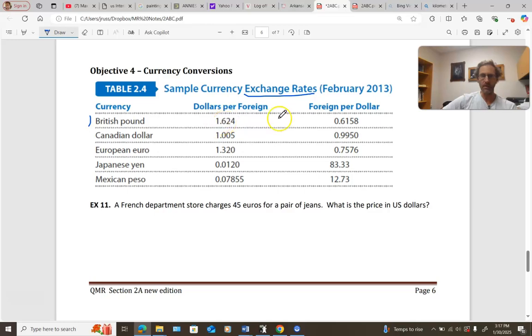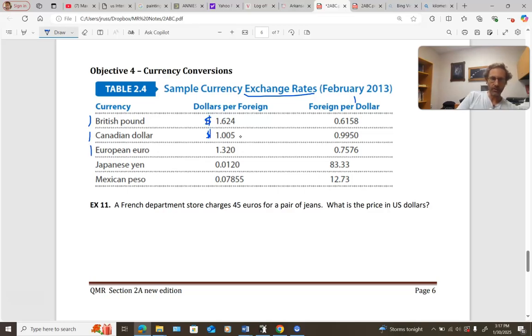Now if you read it the other way in the second column, this says foreign per dollar. So this means that $1 will buy this many British pounds. So I like to use the first column. That's easier for me to wrap my head around. So just remember, like in this next one, 1 Canadian dollar will buy 1.05 US dollars.